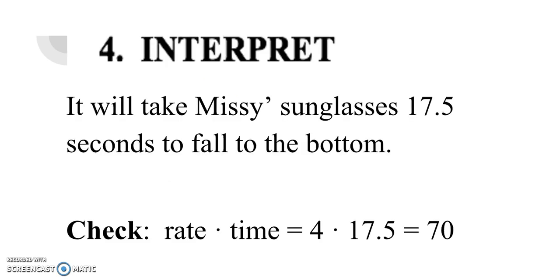Now when we go to step 4, that's interpreting. That means you have to label it. I don't know what 17.5 is. It could be candy, it could be inches, it could be feet, it could be anything. So the last step is making sure you label. I don't expect you to write a whole sentence every time, but you need to at least tell me what it is. So Missy's sunglasses fell 17.5 seconds. You could just put t equals 17.5 s or t equals 17.5 seconds, as long as I know what that is. I double check my answer. It comes out to 70. I know I'm correct.